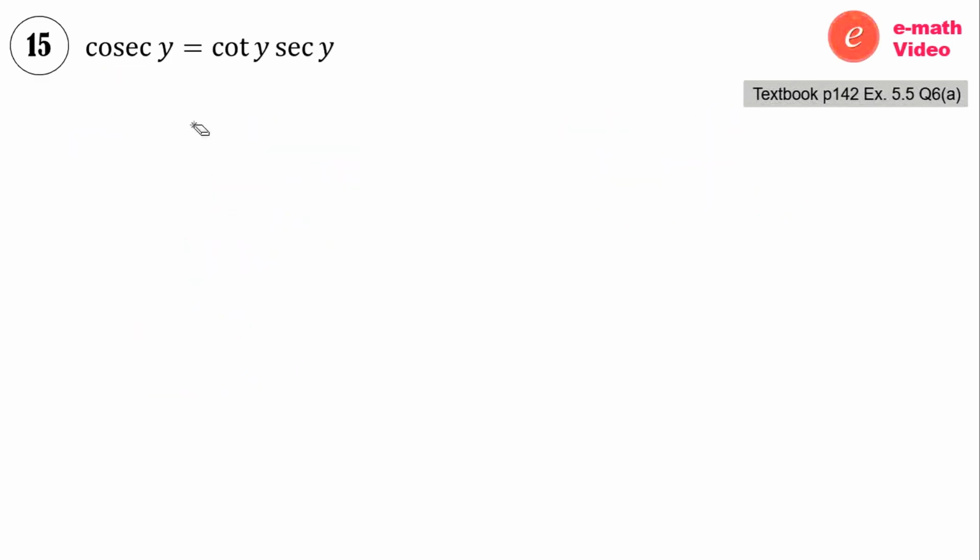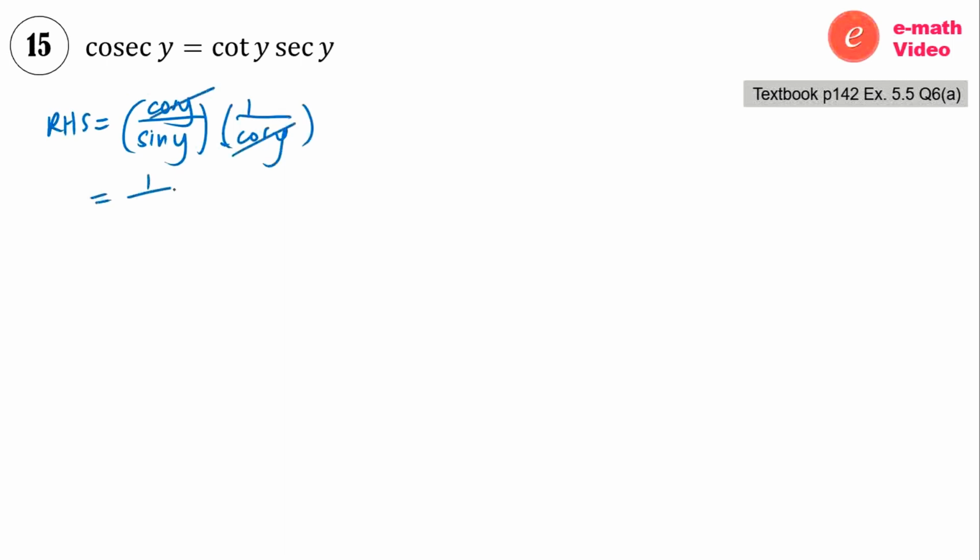Number 15. For this question, we start from right hand side. Right hand side is more complicated. On left hand side, we have a cosec, meaning we need a sine. When we need a sine, we cannot have cot, right? We need to convert it into sine and cos. So cotangent equals cos y over sine y. Secant is 1 over cos y. So that my cos y and cos y can cancel, equals 1 over sine y equals cosecant y.